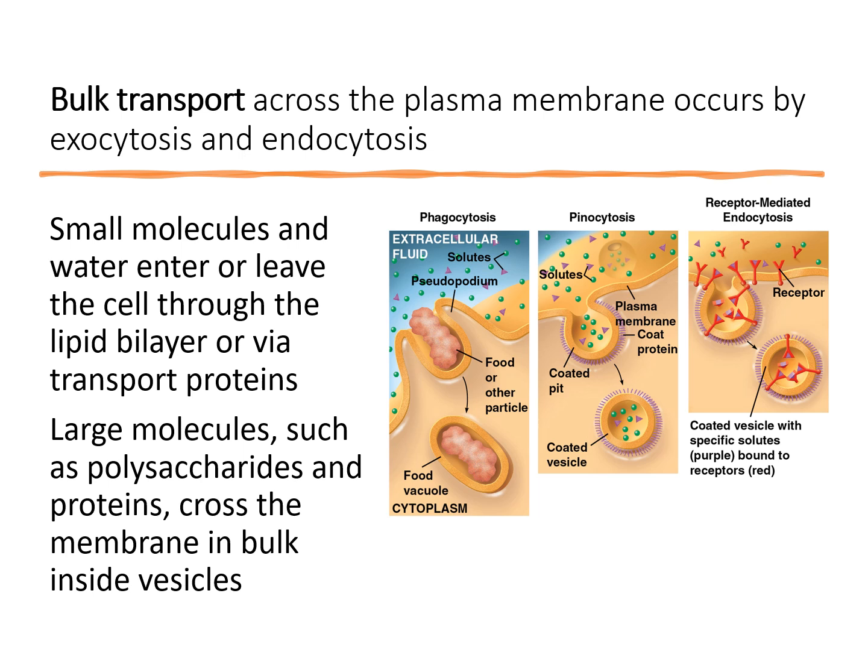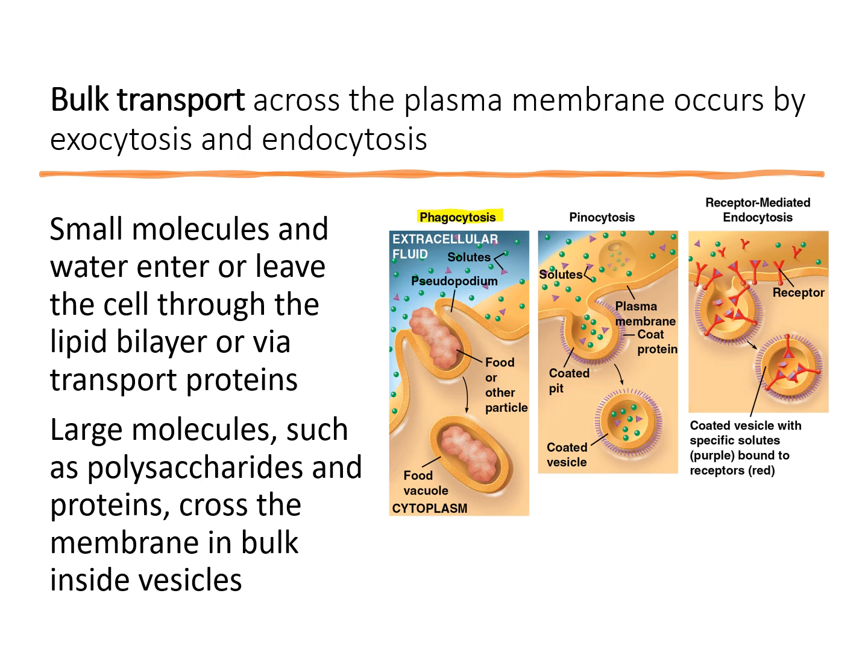Small molecules in water can enter or leave the cell through the lipid bilayer or via transport proteins. However, larger molecules such as polysaccharides and proteins cross the membrane in bulk inside vesicles. Bulk transport across the plasma membrane is going to occur via exocytosis or endocytosis. Here we have a few examples of endocytosis.